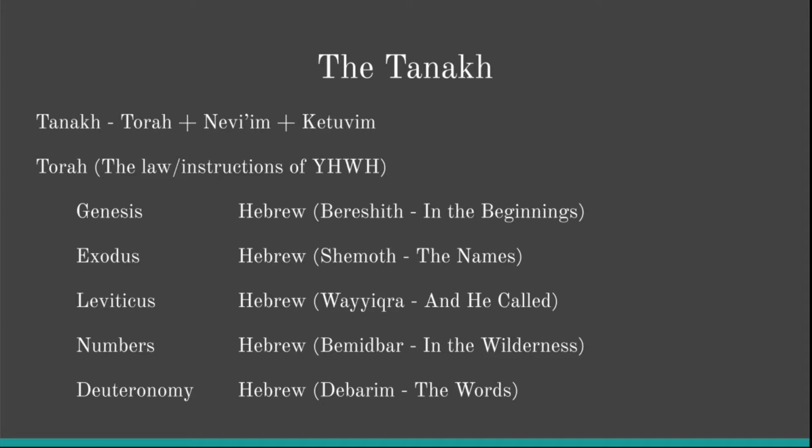These books are Genesis, also called Bereshit, meaning in the beginnings; Exodus, also called Shemot, meaning the names; Leviticus, also called Vayikra, meaning and he called; Numbers, also called Bemidbar, meaning in the wilderness; and finally Deuteronomy, which is also called Devarim, or the words.